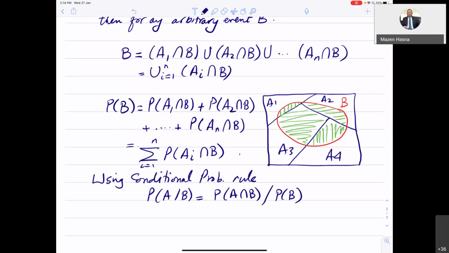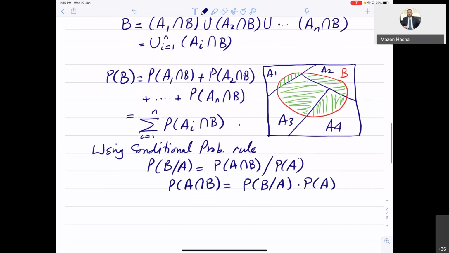or probably I should have written it as probability of B given A. So probability of B given A equals probability of A intersects B over probability of A, which means probability of A intersects B, you can always write as probability of B given A times probability of A.